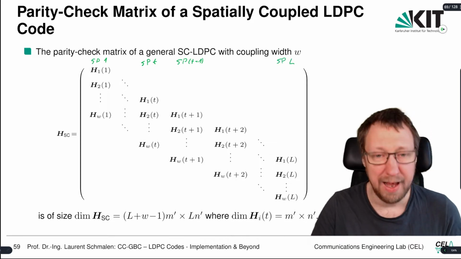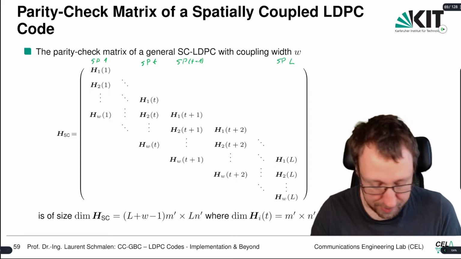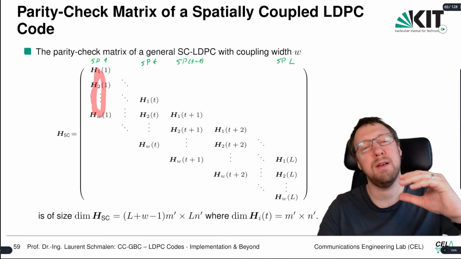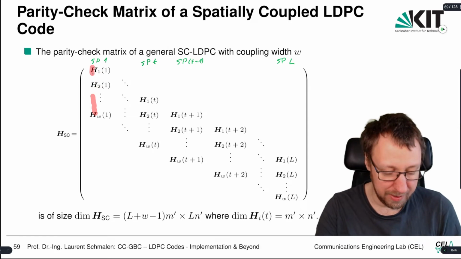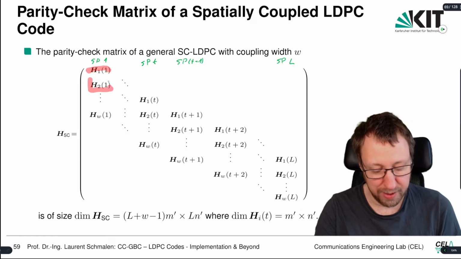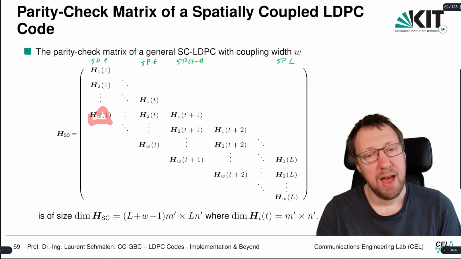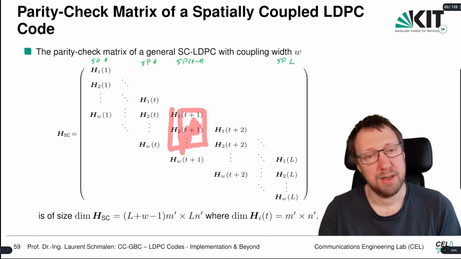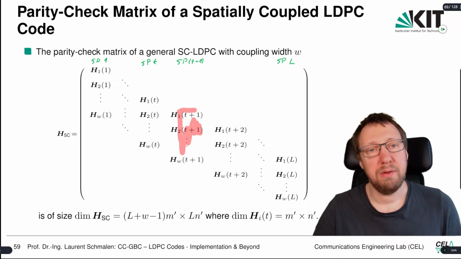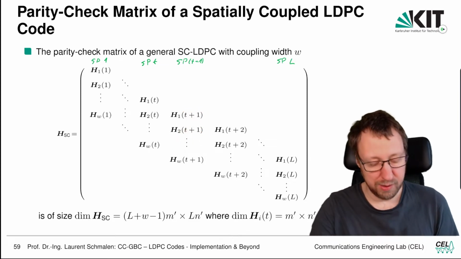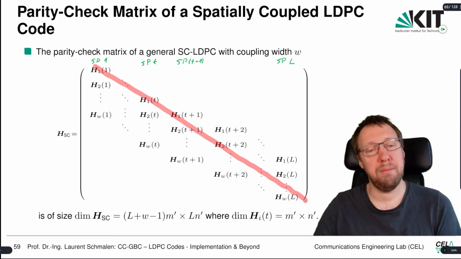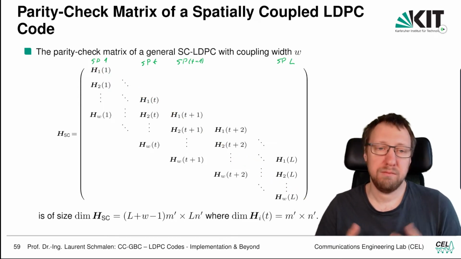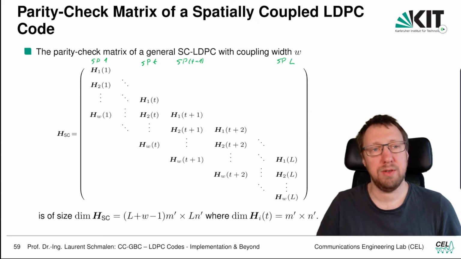Spatial position capital L. And this coupling width W is the number of overlapping submatrices. So we can divide each column into W submatrices, and there is always an overlap of W-1 of those submatrices. If W is equal to 1, then this would be just a block diagonal matrix, and this is just a concatenation of independent codes.